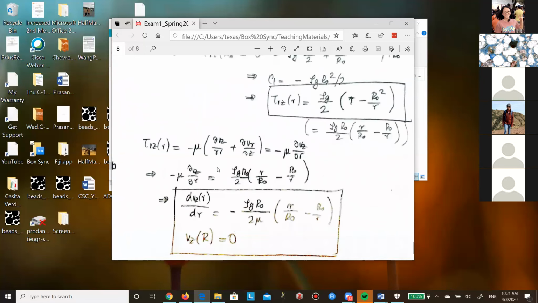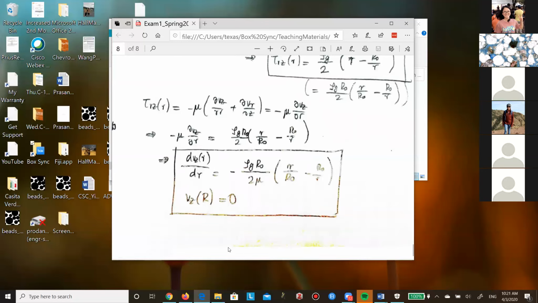And then I asked just to set up the equation for velocity. So basically my minus mu dVz/dr is equal to the expression of tau rz I had. And the boundary condition I need to actually solve that is Vz of R. And I didn't ask for solutions, so that basically is it.